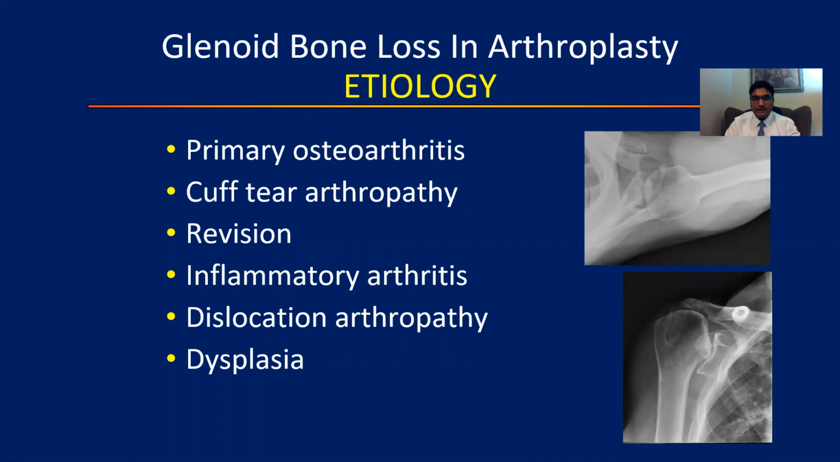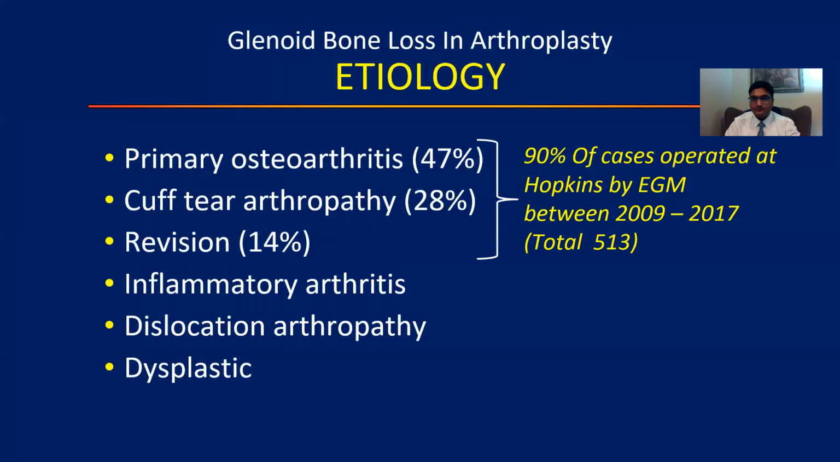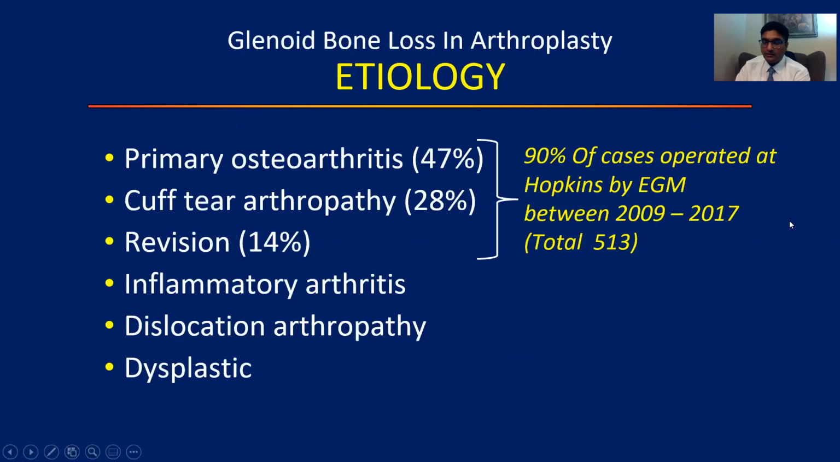Talking about etiology, there are various kinds of diseases of the shoulder that present with glenoid bone loss. There's end-stage primary osteoarthritis, cuff arthropathy, revision cases, inflammatory arthritis, dislocation arthropathy, and dysplasias. We looked at the cases in our Hopkins database operated by one surgeon between 2009 and 2017. We found that 90% of the cases presenting with glenoid bone loss had an etiology of primary osteoarthritis, cuff arthropathy, or revision.